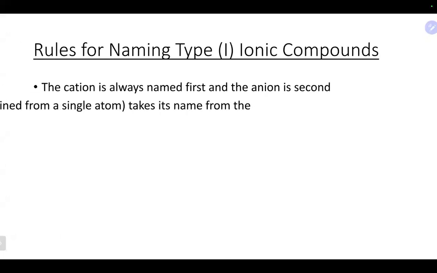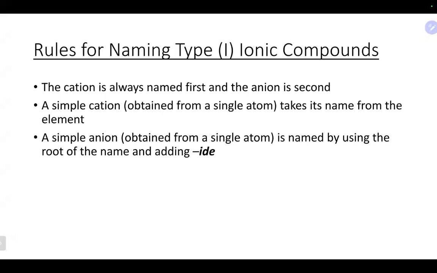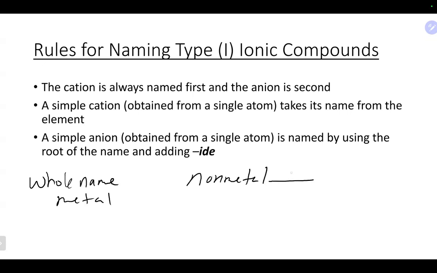So let's talk about type 1 and how to go about naming it. When you have a type 1 compound, once you identify the metal is a type 1 metal, you should be happy because there's nothing more to do at that point other than name it. So when you do it, you will take the whole name of the metal. The non-metal, you will drop the last part of the name and add IDE, and that is all she wrote on that game there.